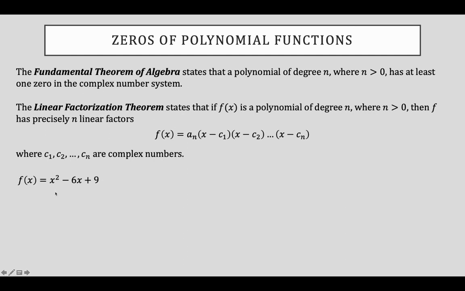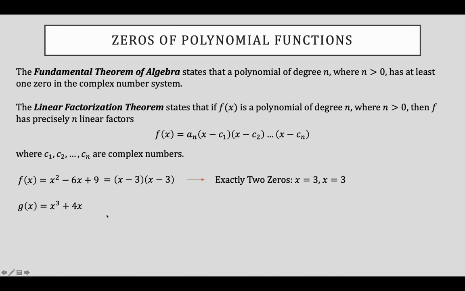Here we have f of x is equal to x squared minus 6x plus 9. And you guys could all factor this into x minus 3 times x minus 3. Notice the degree of this polynomial is 2. It's a quadratic, and it factors into 2 linear factors. Now, this is a repeated linear factor. It's repeated twice, but there are 2 of them, x minus 3 times x minus 3, which gives us 2 zeros, x equals 3 and x equals 3, a multiplicity of 2.